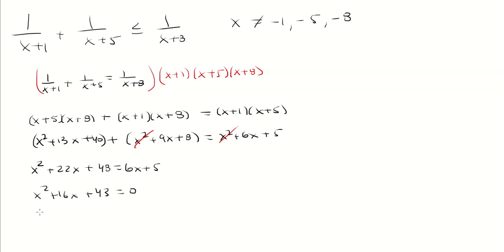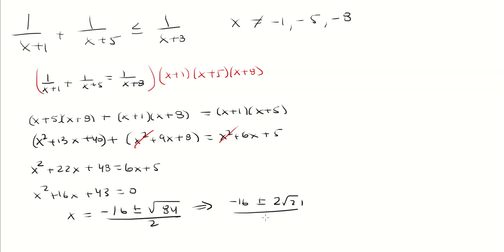From here, we're going to use the quadratic formula and get -16 plus or minus the square root of 84 over 2, which we can simplify as -16 plus or minus 2 root 21 over 2, which is -8 plus or minus root 21. And so now I need to see when this inequality is true.